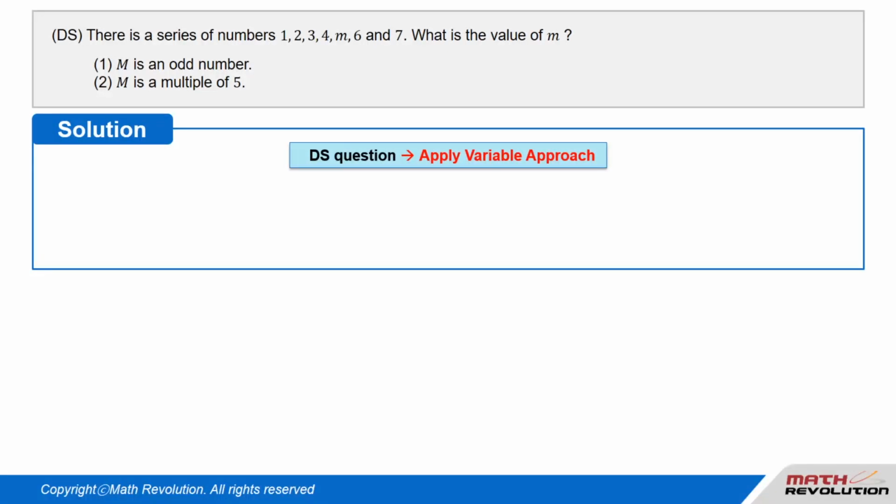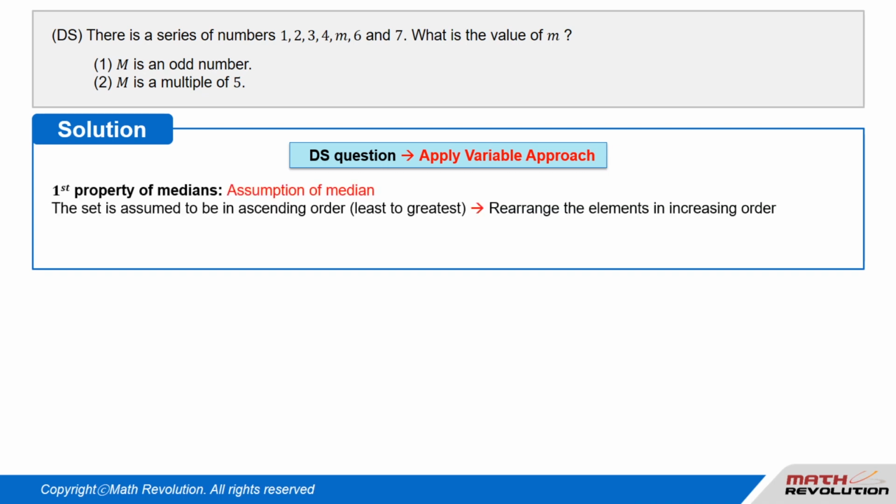Solution. Let's solve this DS question using the variable approach. First property of medians. Assumption of median. When we are looking for the median of a set, it is assumed that the set is in ascending order, from least to greatest. So, if you see the elements are not in order, rearrange the elements in increasing order. The question will normally state, in that order, if the elements are in order.